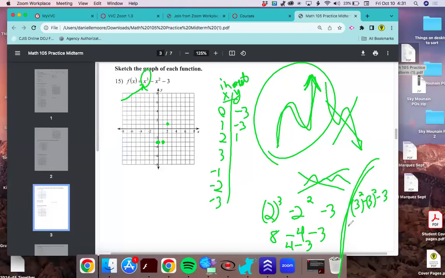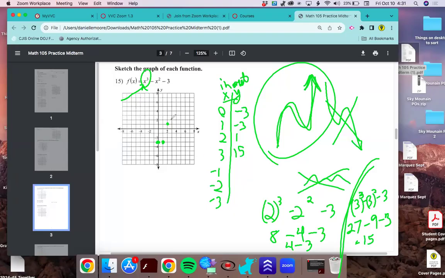Shooting those in there, 3 to the, oh sorry, 3 to the 3. There you go. 3 to the second to the third. It's 27 minus 3 squared is 9 minus 3. Now we got 27 minus 9 is 18 minus 3 is 15. So now we got a 15 for an output.